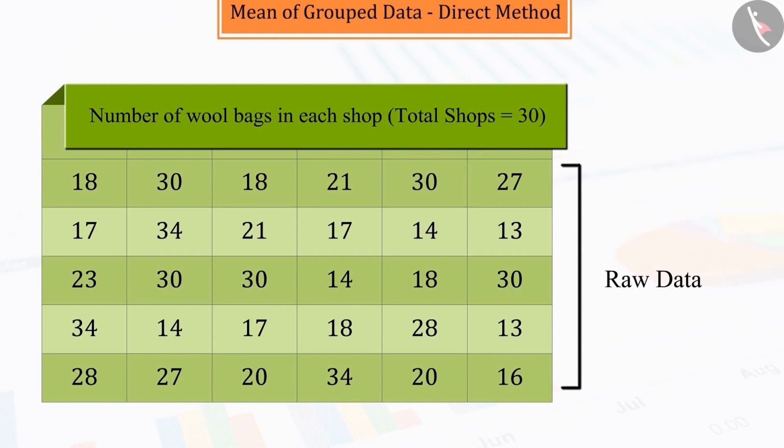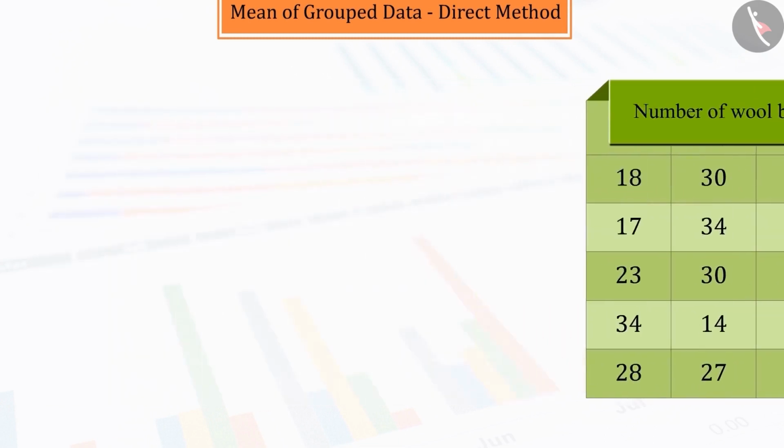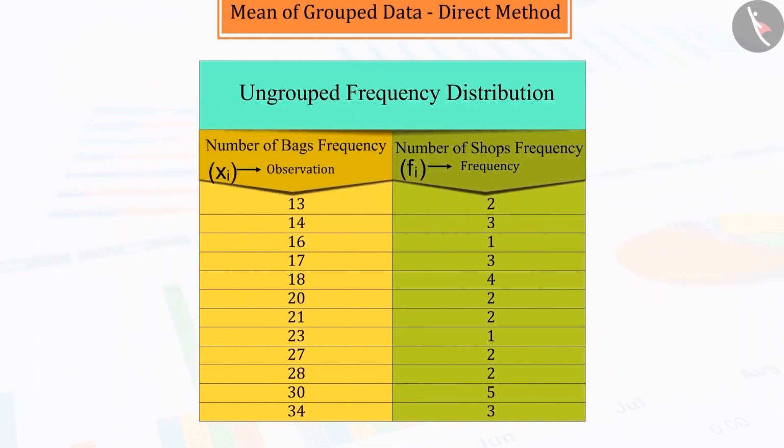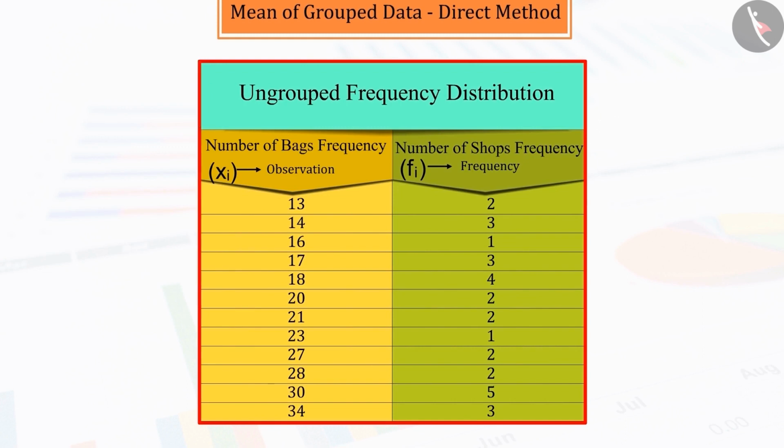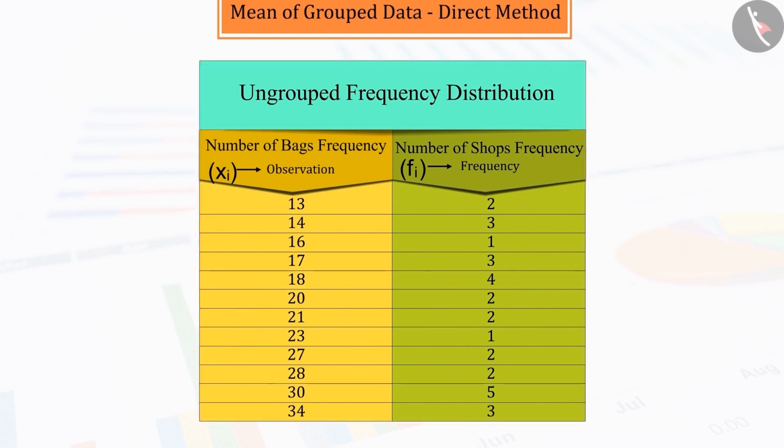Absolutely correct. We have already learned to use the ungrouped frequency distribution tables to solve these types of problems, which is represented by the following table. By looking at the table, we can tell that there are 4 shops that have 18 wool bags each.